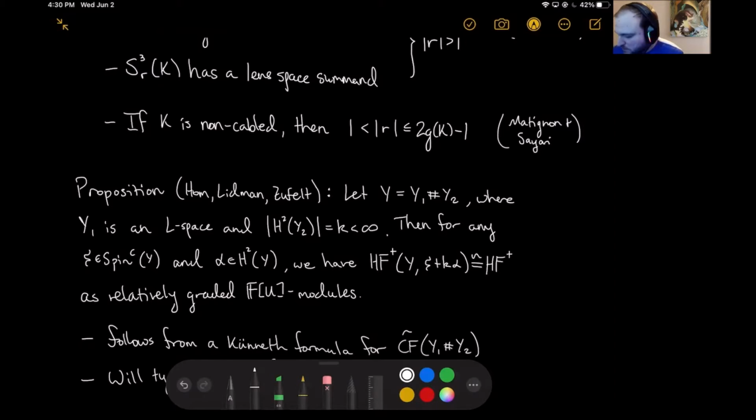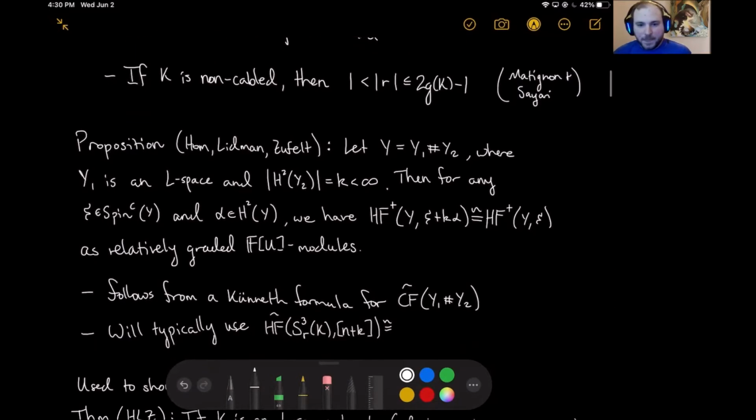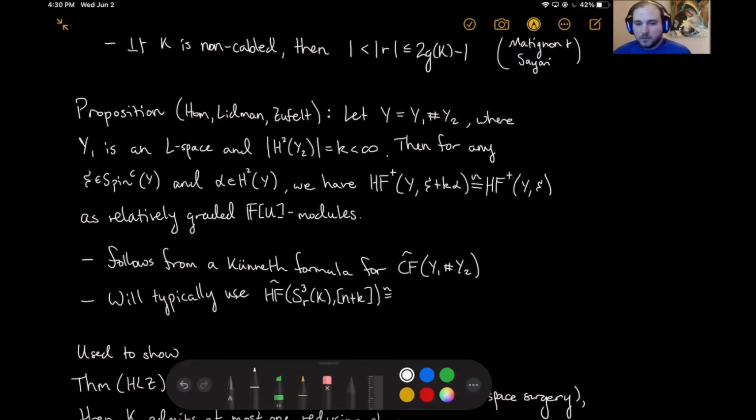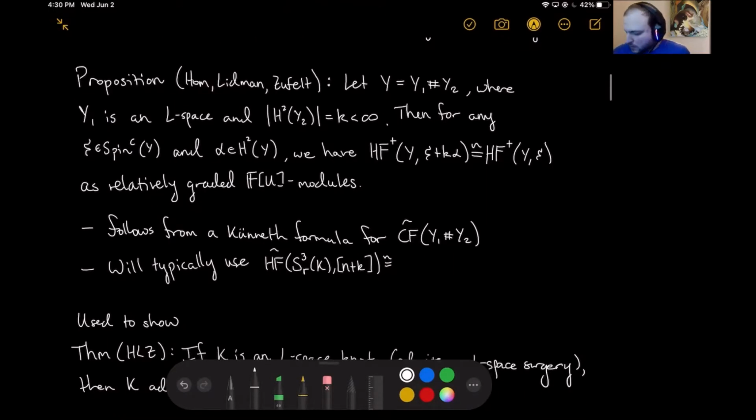That as the spin C structures vary as multiples of the rank of H1 over 2 of Y2, then you end up getting isomorphic Floer homology as relatively graded F adjoin U modules. For us, it'll be relatively graded F vector spaces. This comes from an observed Kunneth formula for the Heegaard Floer chain complex CF hat of the connected sums. And for our purposes, when looking at surgery, we'll be relating the spin C structures that shift by K.